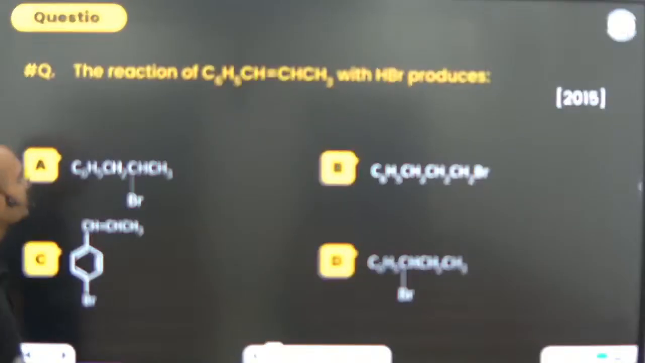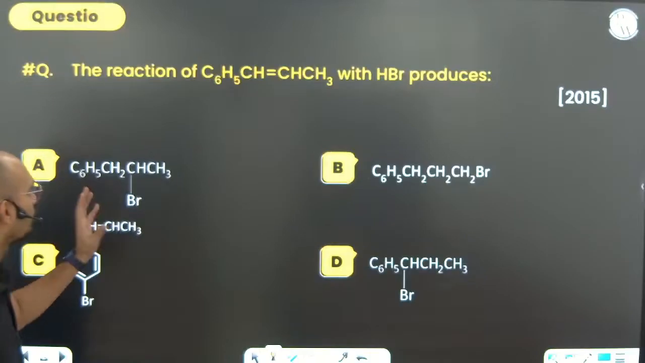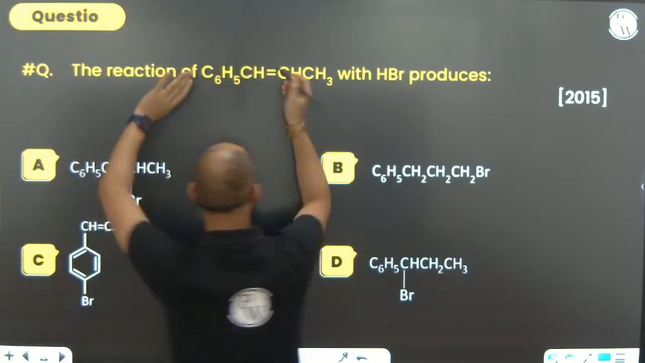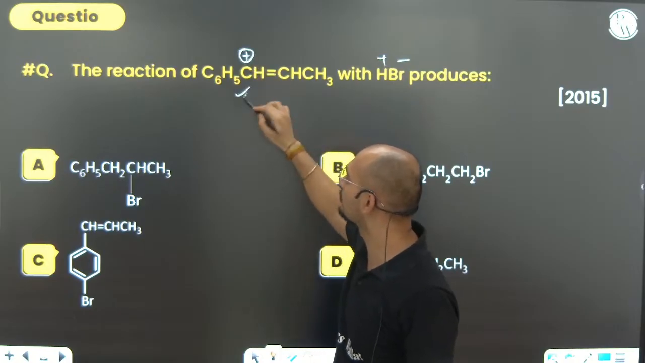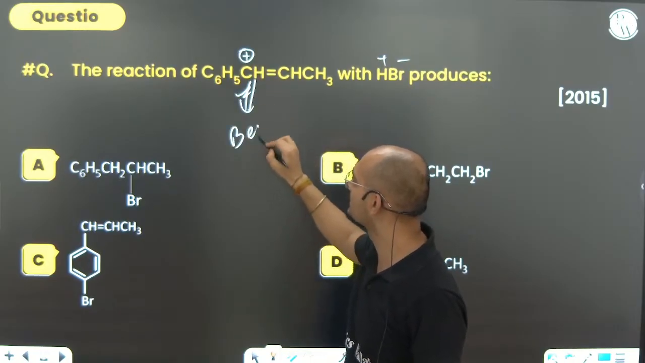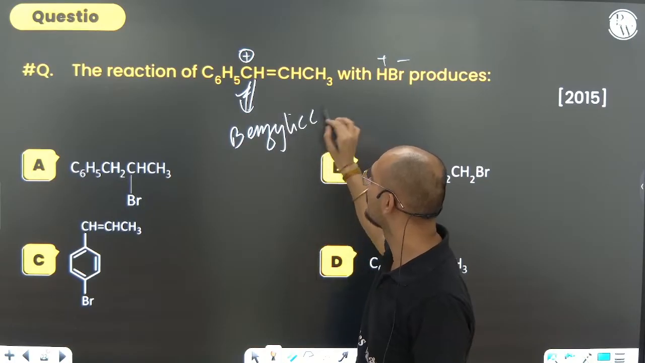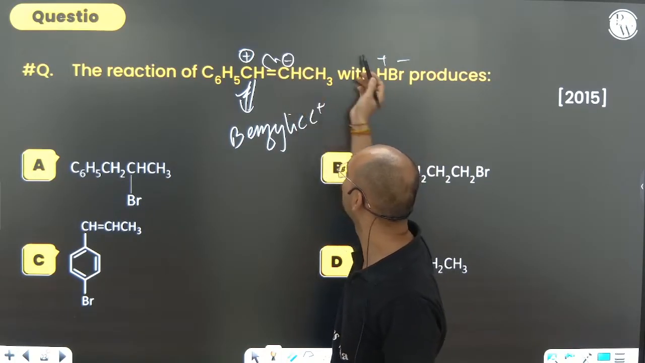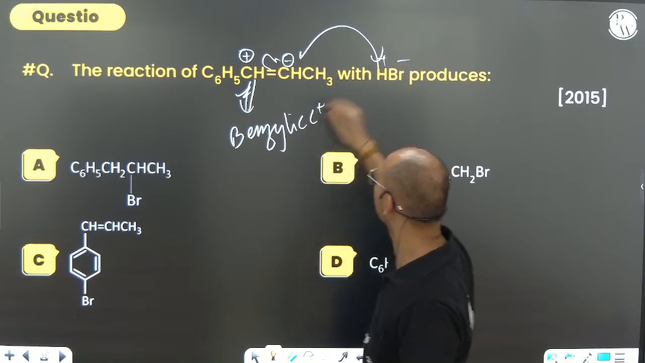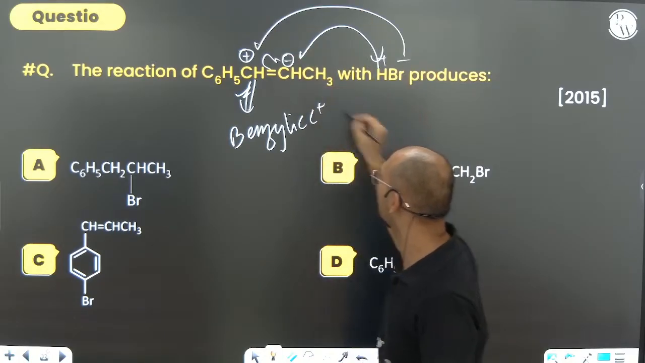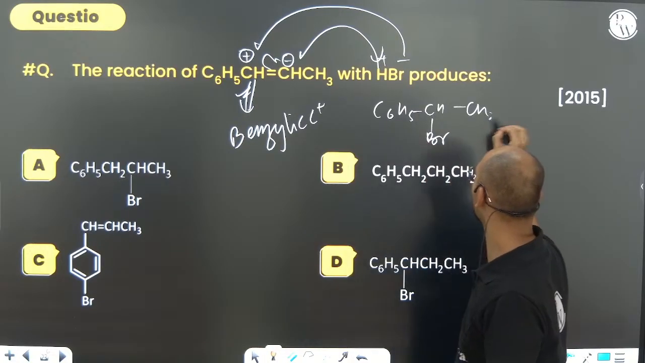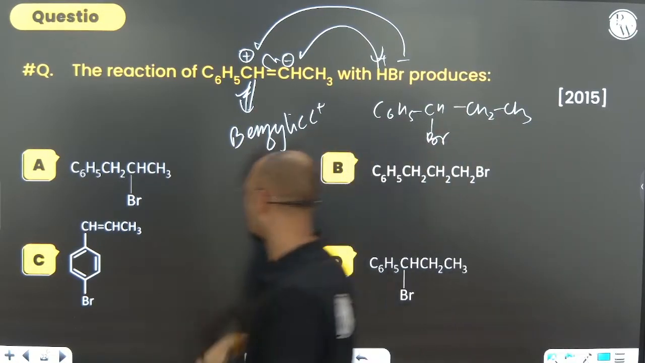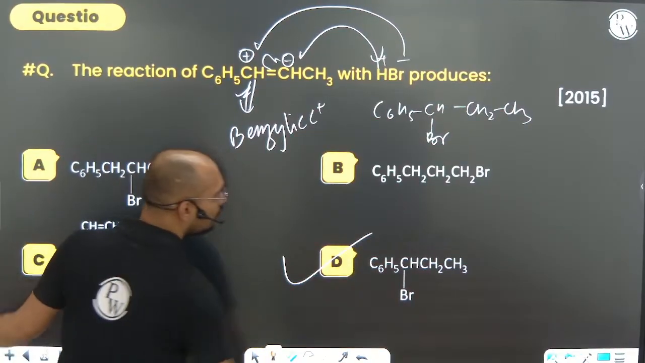Next, the reaction of C6H5 CH double bond CH3 with HBr produces. Okay, HBr will be added to this, so think again, break it as H plus and Br minus. Can you see it here? The positive is more stable because it is a benzylic carbocation. So bring the negative here, the negative will come, meaning Br minus will go here and H will go here. C6H5 CHBr CH2 CH3. So which option is correct? I hope you all can see that option D should be the correct one.